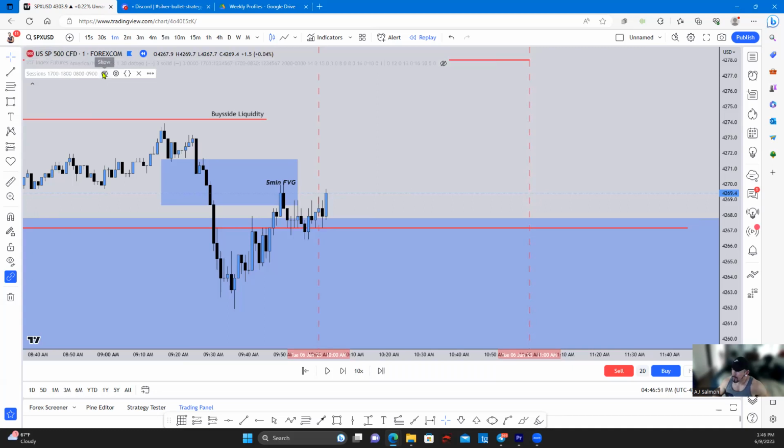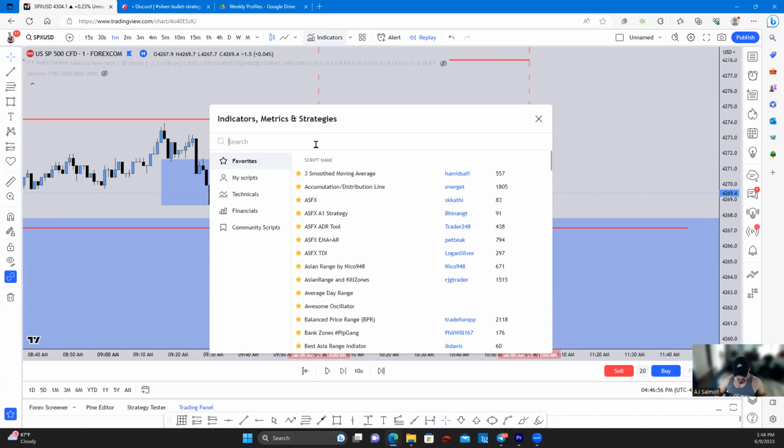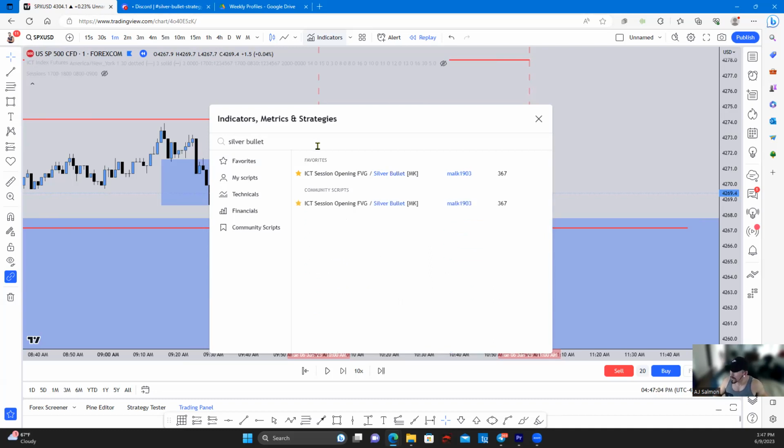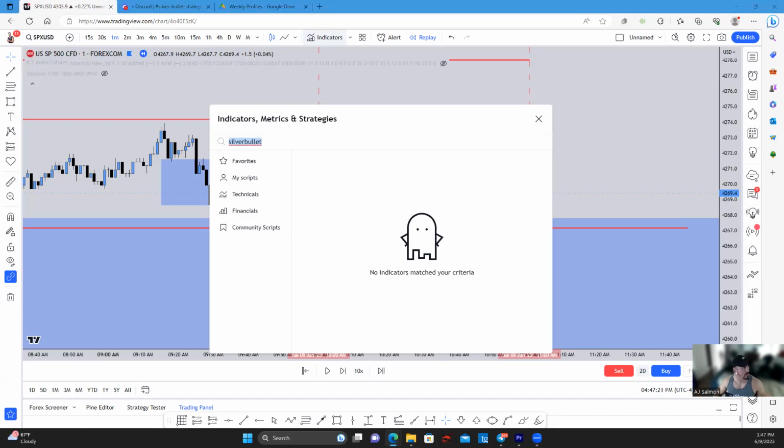A really cool indicator, I believe it's from a YouTuber called Zecker, I will link it below, has this silver bullet indicator. Let's see here, silver bullet. Let me see here. Bear with me.